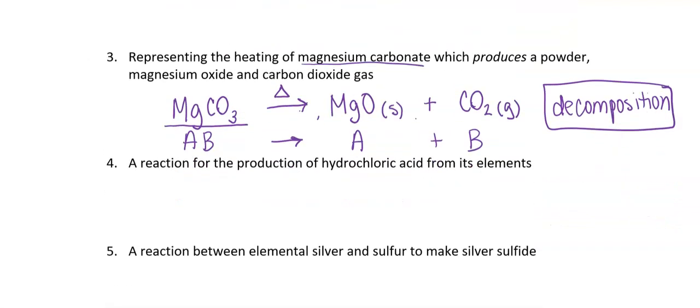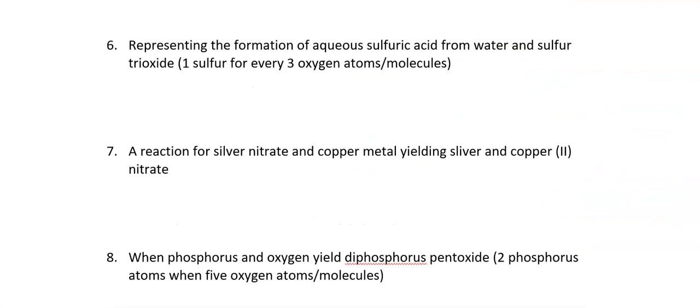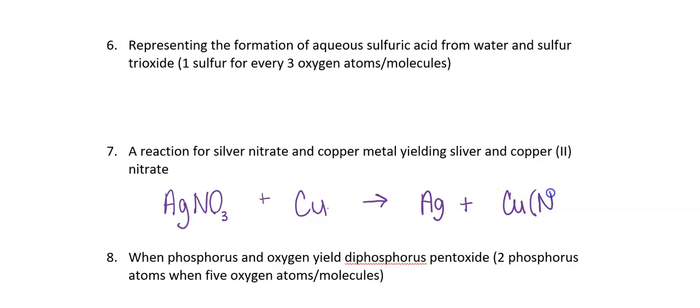Let's go down to number 7. Let's take a look at number 7. A reaction for silver nitrate and copper metal yielding silver and copper 2 nitrate. So we have silver nitrate from last unit. We can crisscross the +1, -1, and we have copper metal, so it's just copper, and it yields silver which is a metal, just written by itself. And it specifically says copper 2 nitrate. So we will write copper, nitrate is -1. So then we need to use the parentheses and put the 2 on the outside. Again, that's from Unit 4.